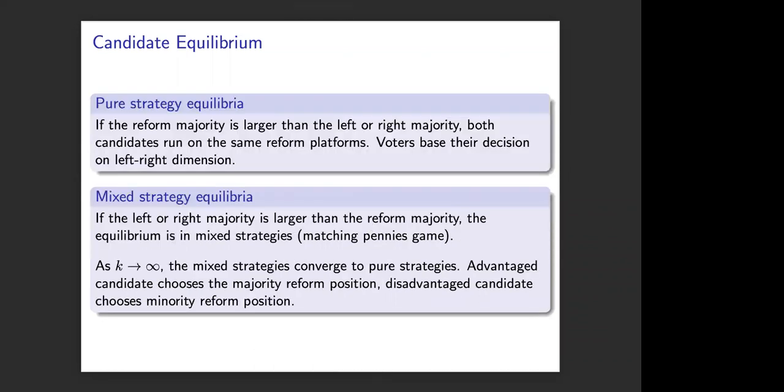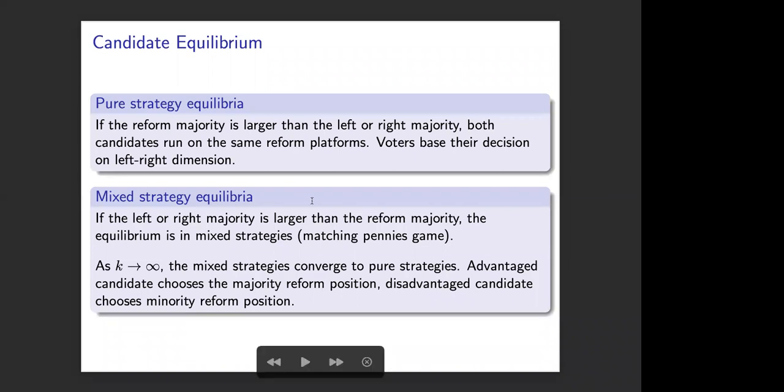Well, what is the actual equilibrium? It falls into 2 different sets. So there's pure strategy equilibrium, and it's all completely pinned down by voter preferences. If the reform majority is larger than the left or right majority, then both candidates run on the same reform platform, and voters base the decision on the left-right dimension. That makes a bit of sense. They both choose the same on the reform dimension, and because they've chosen the same, voters ignore that dimension and vote based on left versus right.